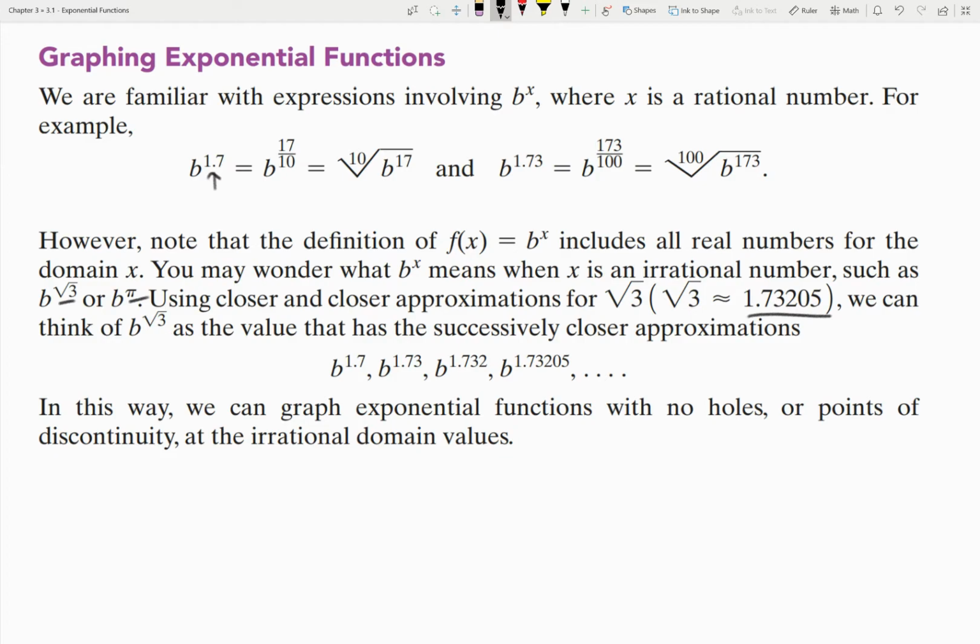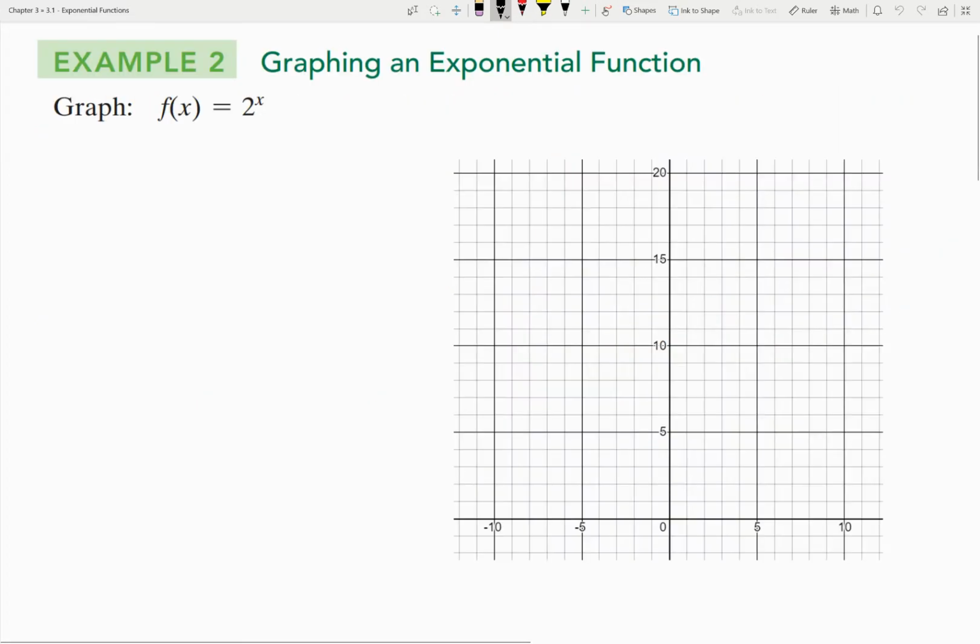The point of this is just to realize that because x is able to be anything, because the domain is all real numbers, there are no holes or discontinuities in exponential functions at all. It has some other properties, which we'll look at as we do this graph.